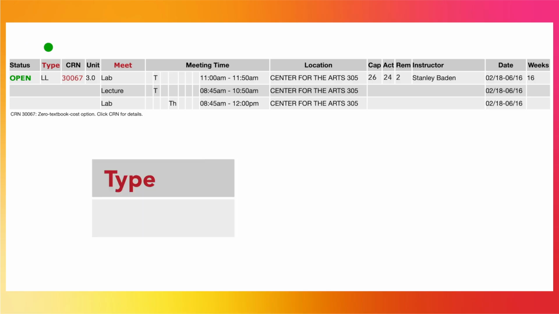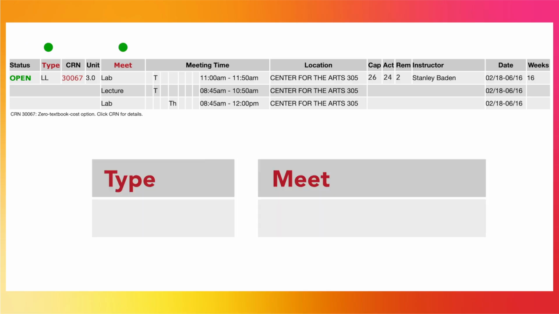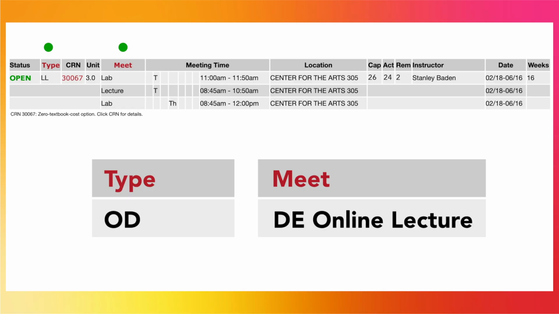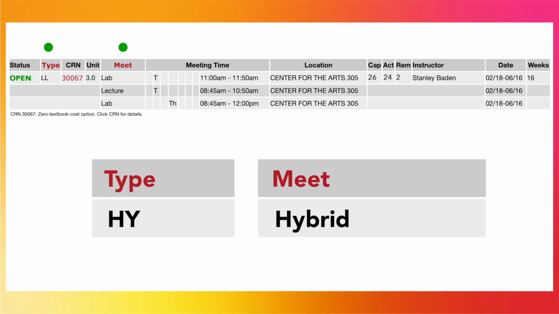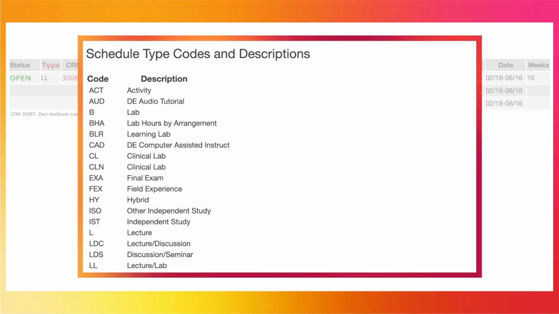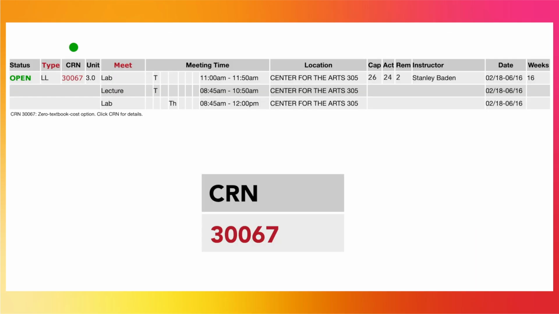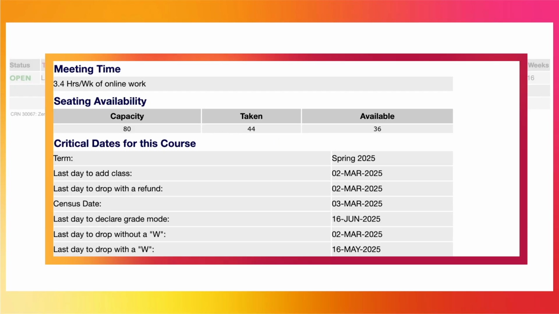The boxes for type and meet indicate what type of instruction this class uses. This may be a lecture class with a lab, an online lecture class, an in-person lecture class, a hybrid course, or some other form of instruction. Click on either type or meet, and a window will pop up with a list of scheduled type codes and descriptions. The course reference number, or CRN, is the number you will use to add the course as you create your schedule. Make a note of this number exactly as it appears. Click on CRN to find important deadlines for the class, like the last day to drop without a W or to get reimbursed for financial aid.